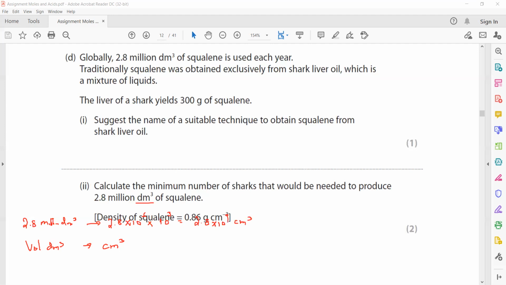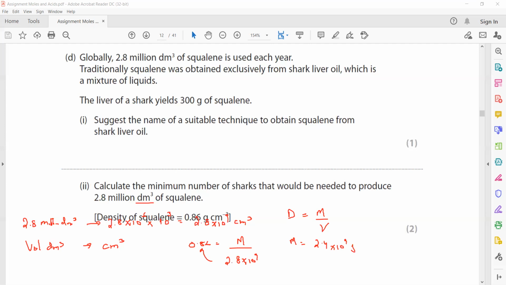So that's the volume of squalene, and we have the formula, density is mass over volume. The density of squalene is 0.86. The mass of squalene we don't know, that is the total mass which we need, and the total volume of squalene which we need is 2.8 into 10 to the power 9 cm cube. So that is multiplied by 0.86. So it will give us 2.4 into 10 to the power 9 gram. And so the total mass of squalene which is needed is 2.4 into 10 to the power 9.